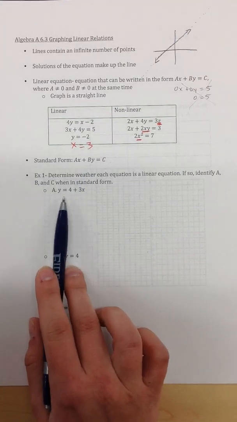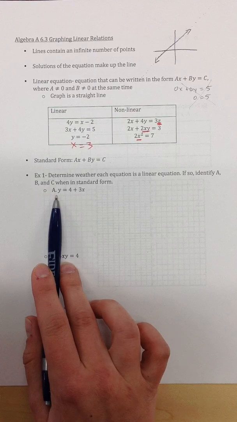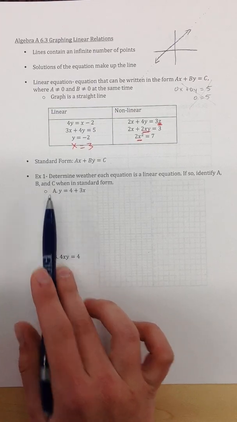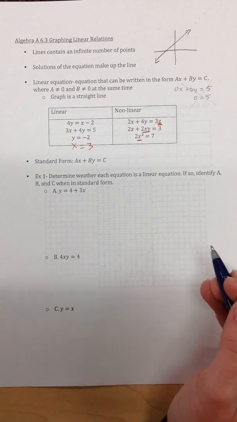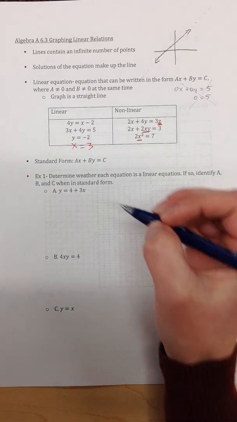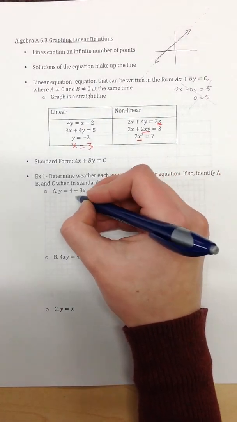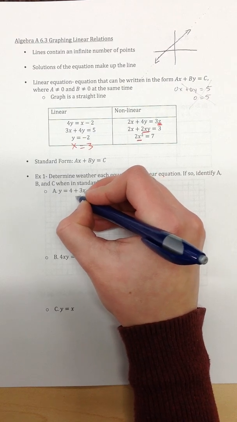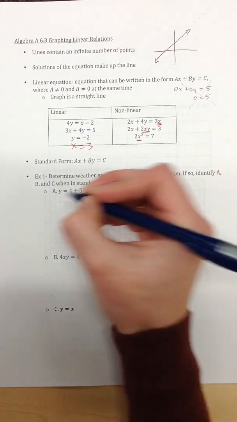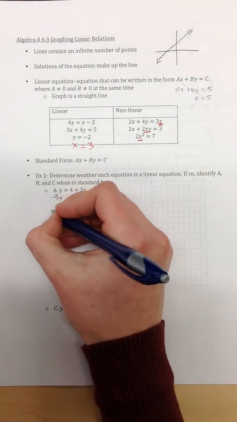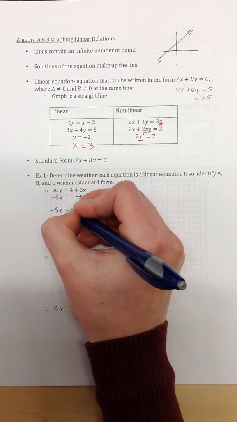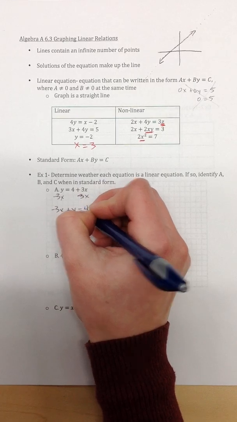So to do that, basically I'm going to keep my y on this side and I'm going to move my x to my other side. So anytime I'm moving from side to side of the equation, I always have to do opposites. So here, to get rid of adding 3x, I'm going to subtract 3x from each side. Because then I could write it out as negative 3x plus y is equal to 4.